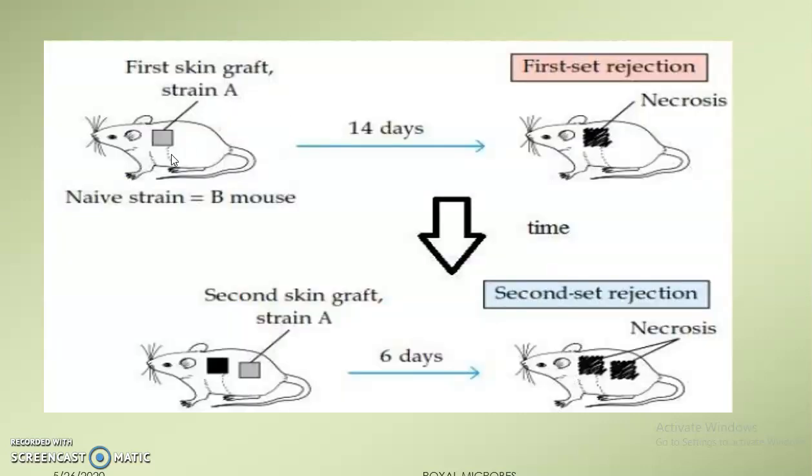We can understand this simply from the diagram. This is strain A and this is strain B, and the skin graft from strain B is transplanted to strain A. The first set rejection occurs within 14 days, maximum. If we do the same for the second time, that is, transplantation of the skin to strain A again, it results in second set rejection, similar to a secondary immune response, and it is much faster and occurs within 6 days.